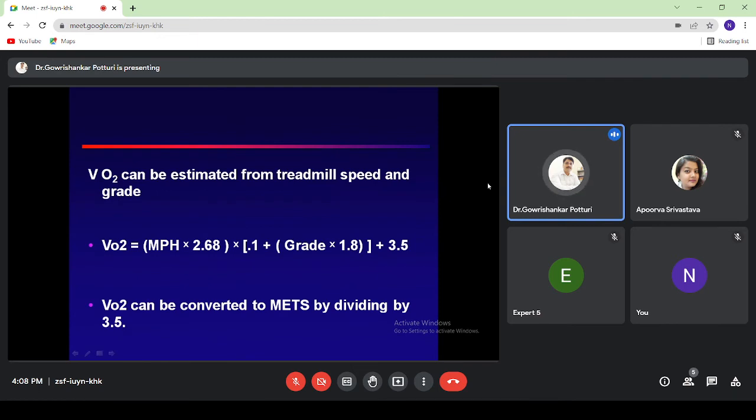VO2 can be estimated from treadmill speed and grade. VO2 is calculated by the treadmill speed and grade: MPH times 2.68 times 0.1 plus grade times 1.8 plus 3.5. Grade is the elevation. VO2 can be converted to METs by dividing it by 3.5.